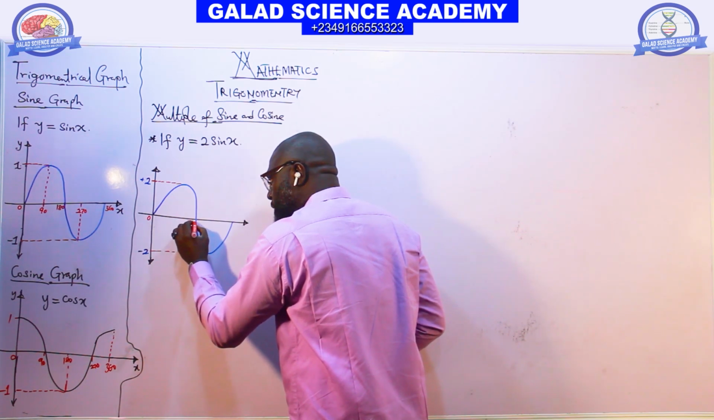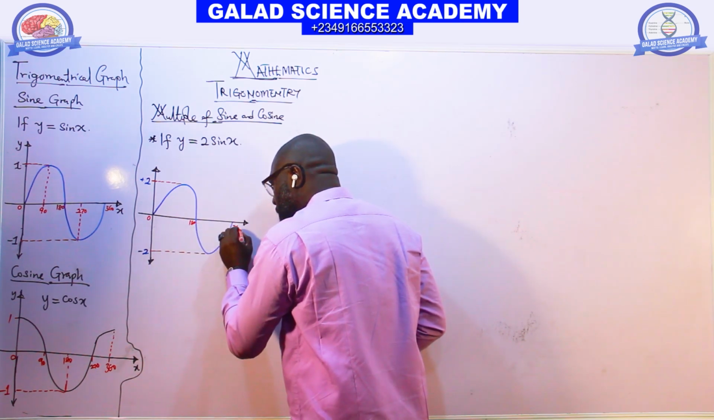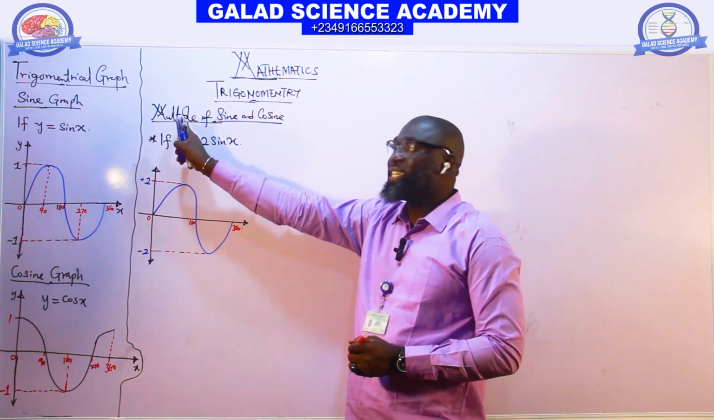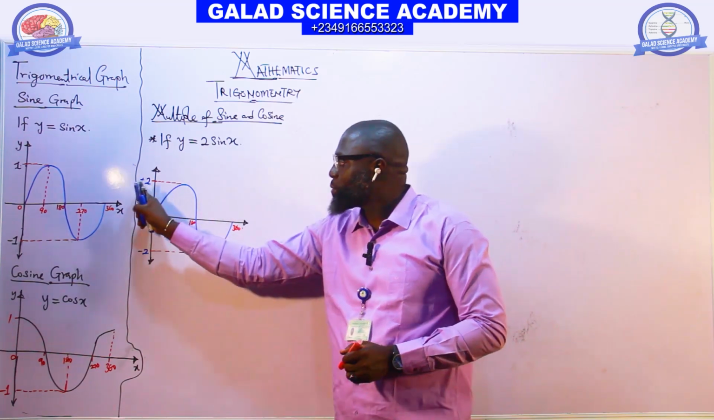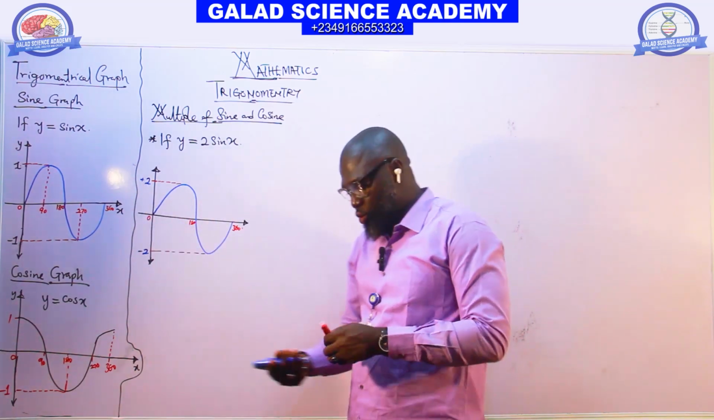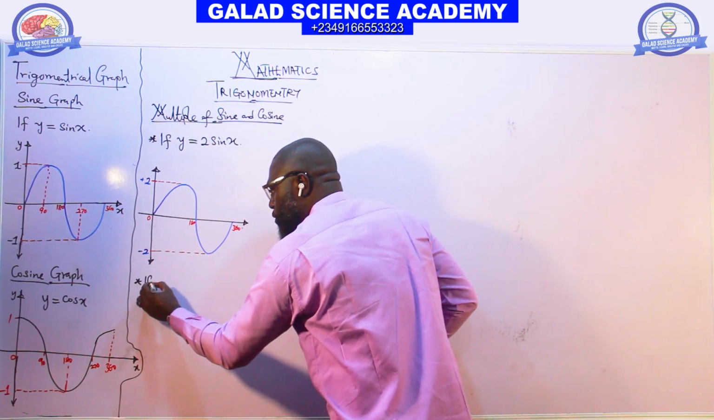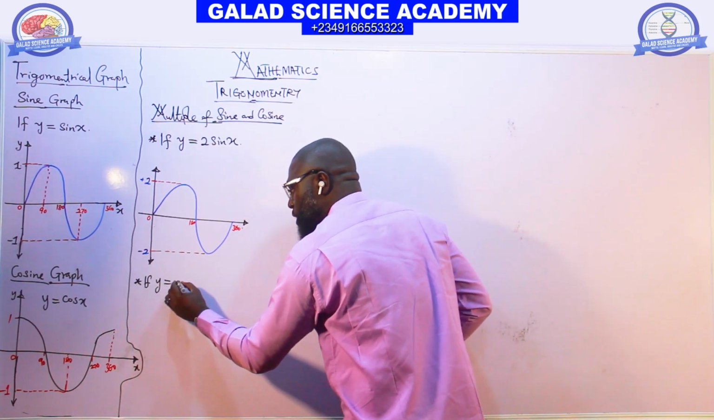We have 180, we have 360. So if we have the graph of 2 sine theta, this place must be 2, here must be minus 2.